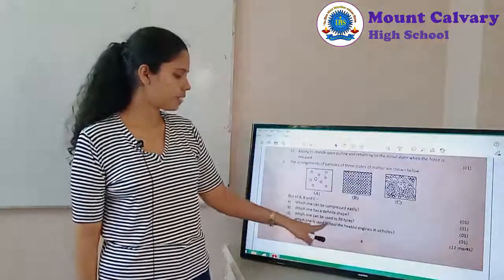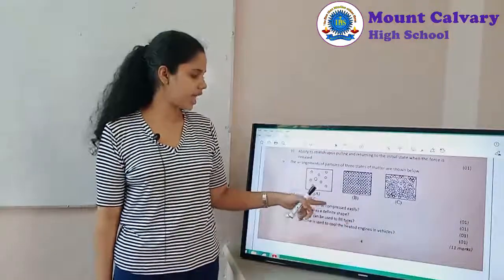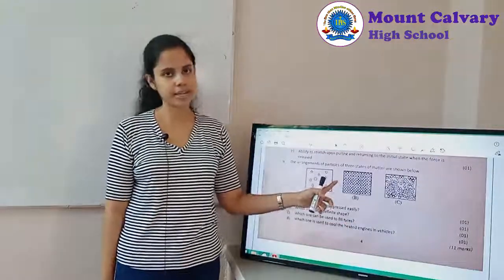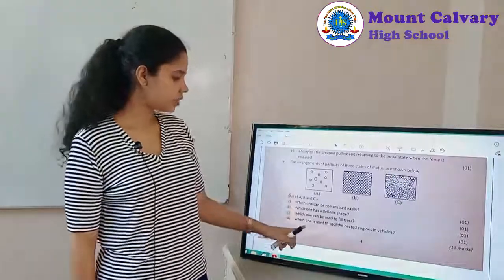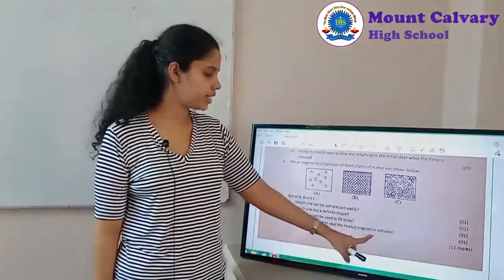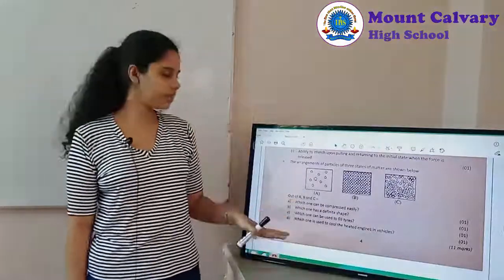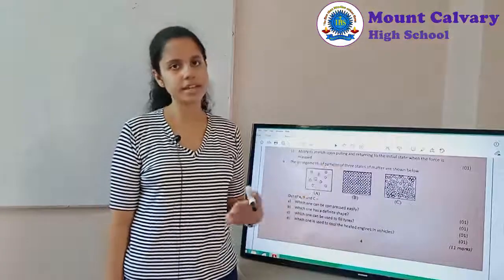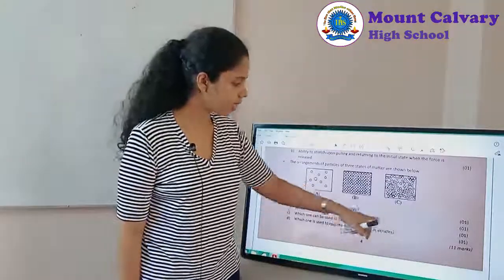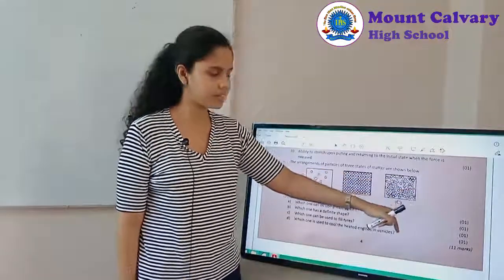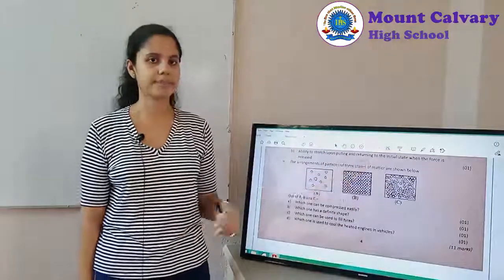C, which one can be used to fill tires? Now to fill tires we use what? We use gas. That means matter A. D, which one is used to cool the heated engines in a vehicle? Now we use what? We use water to cool down the engines, right? When engines are heated, we use water to cool them down. So what is the substance we take? Matter C, that means liquid, or we call it water.